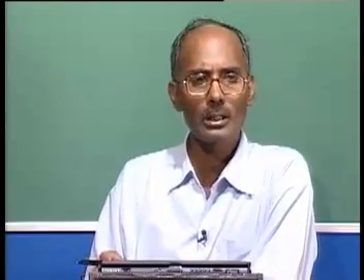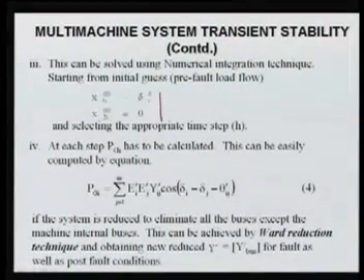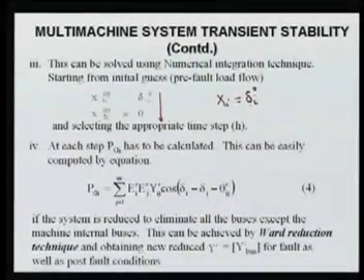To start any numerical integration technique, we require some initial guess. For our transient stability program, x1i is nothing but delta, that is delta naught, and this delta naught is the initial value you get from the load flow, the delta of the individual ith machine. So it is the pre-fault load flow that you can get.